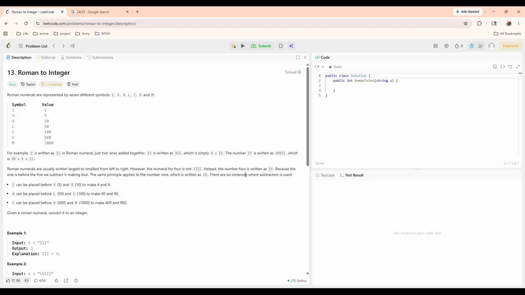There are 6 instances where subtraction is used. I can be placed before V and X to make 4 and 9. X can be placed before L and C to make 40 and 90. C can be placed before D and M, 500 and 1000, to make 400 and 900. Given a Roman numeral, convert it to an integer.